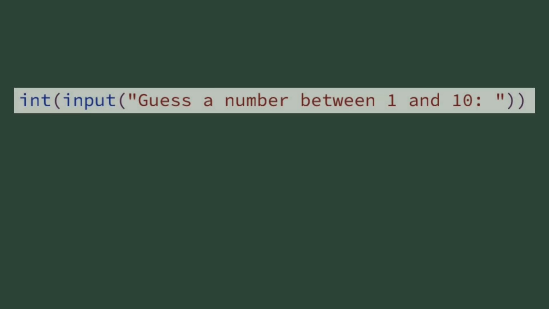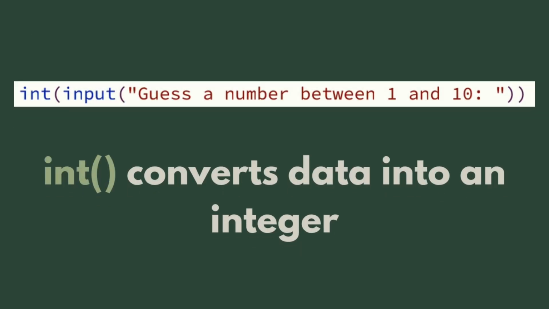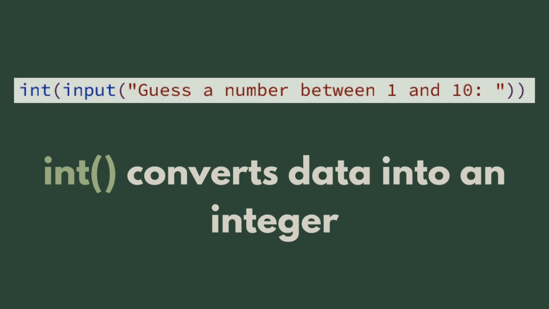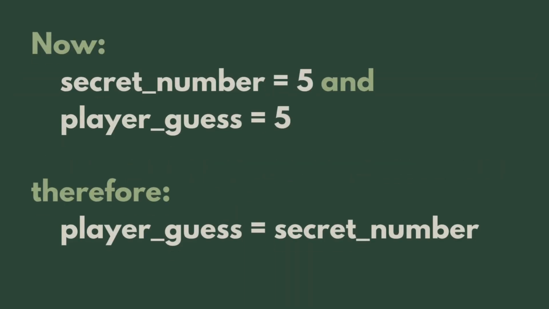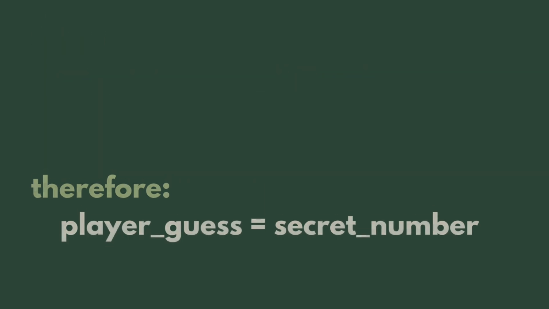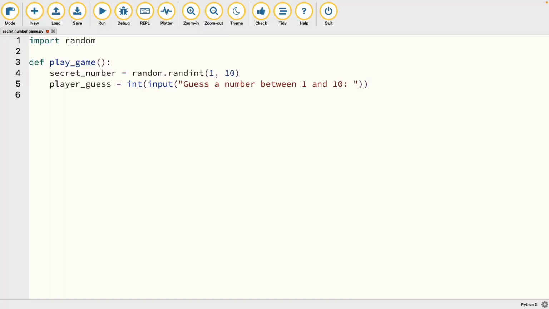That's why we wrap the input in the int function. It converts this data into an integer so that it can correctly compare the player guess with the secret number. Okay, so the next thing we need to write, hit enter and write attempts equals 1. And we do this because the player has just made their first guess and we want to track how many attempts it took to guess correctly.